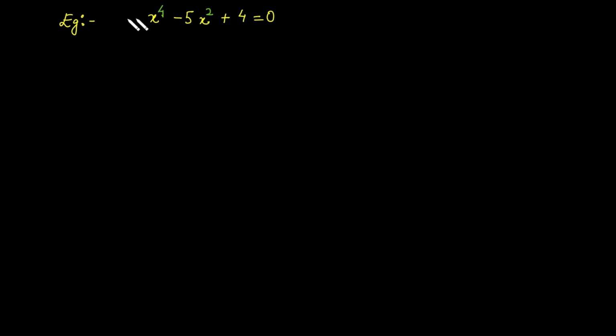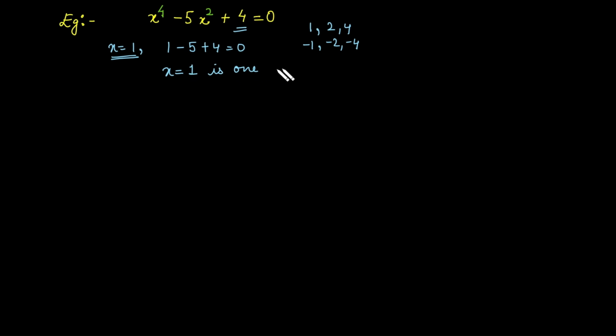So let's take another example. Right now it is a power 4 equation. For that we will repeat the same procedure. By hit and trial we will find one of the solutions. Now it has a constant term 4. What are the divisors of 4? That is 1, 2, 4, minus 1, minus 2, minus 4. So find one of its solutions by hit and trial. Put x is equal to 1. When you put x is equal to 1, we have 1 minus 5 plus 4. Now this is equal to 0. This means x is equal to 1 is one of its solutions.